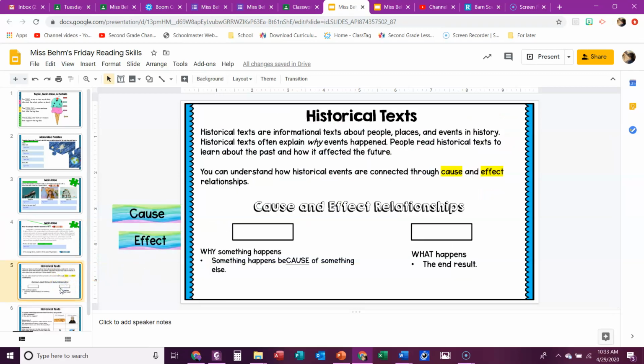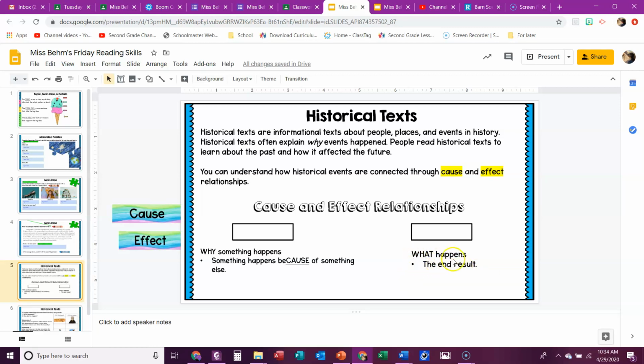Okay. So then you have historical texts. Historical texts are informational texts about people, places, and events in history. Historical texts often explain why events happen. People read historical texts to learn about the past and how it affects the future. You can understand how historical events are connected through cause and effect relationships. So cause and effect relationships: why something happens, because something happens because of something else, and what happens as the result.